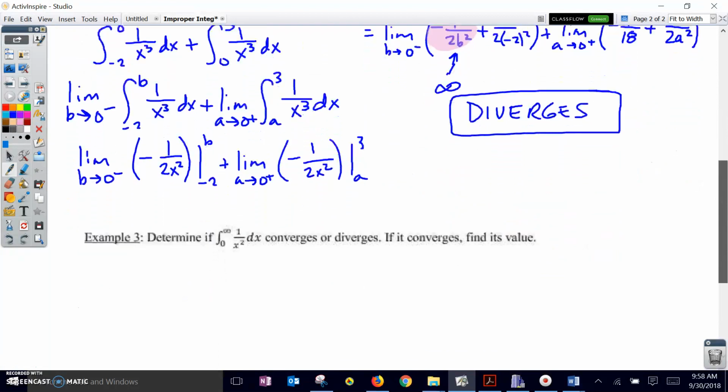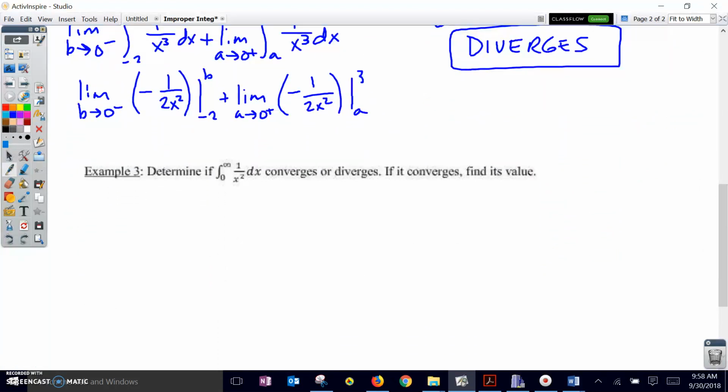Alright, last one, example 3. Determine if the integral from 0 to infinity of 1 over x squared dx converges or diverges. If it converges, find its value. Our location of concern here is 0, so we're going to turn this into the limit as a approaches 0 from the right, since the rest of the integral is to the right of that. The integral from a to infinity of 1 over x squared dx.